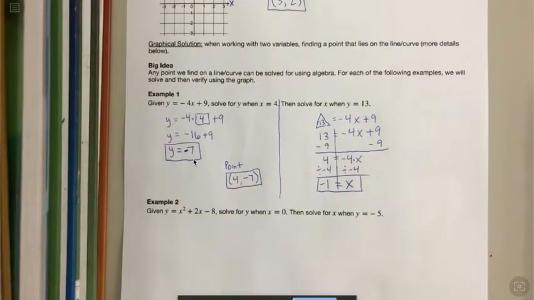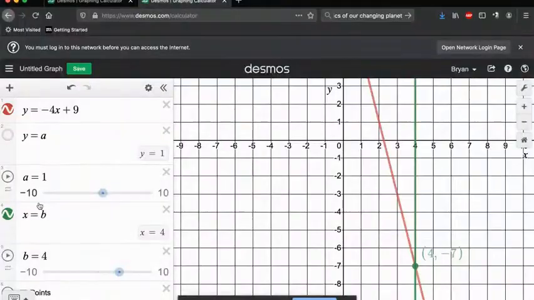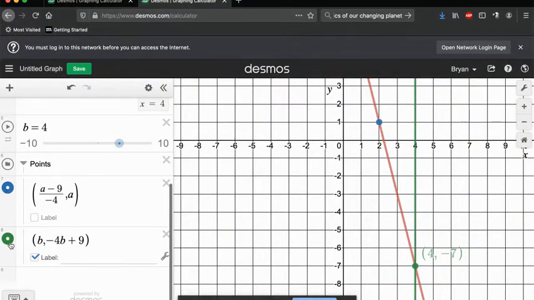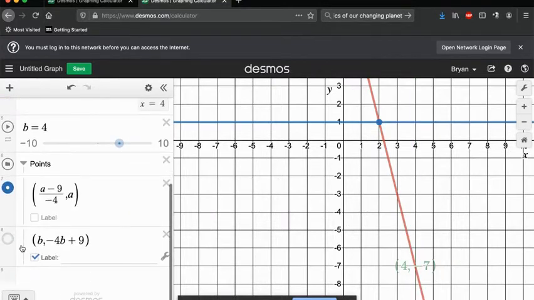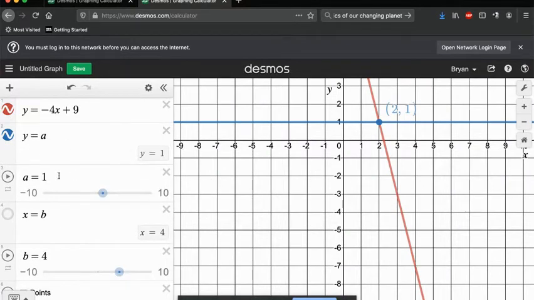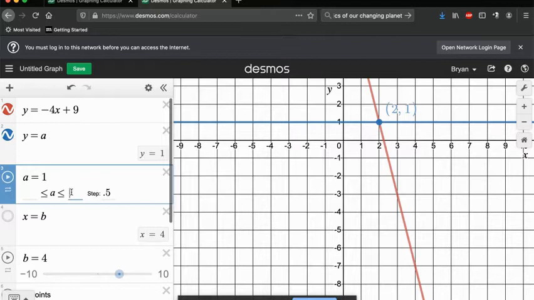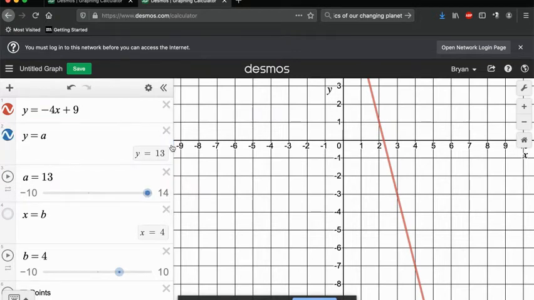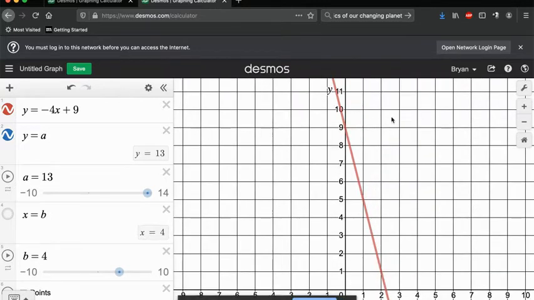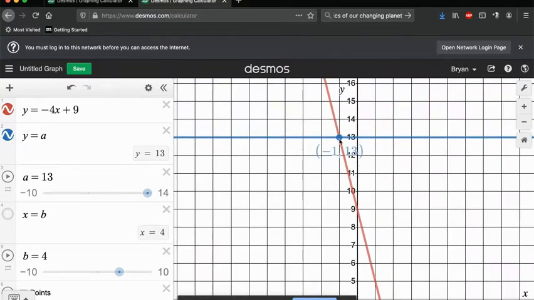Let's make sure that that matches what we see graphically. Ignore me for a second here. All right, cool. Now I want to say my y value is 13. So now I'm going all the way up to y equals 13, and let's take a look at our graph. Let's move, move, move. Notice how when y equals 13, my x value is -1.